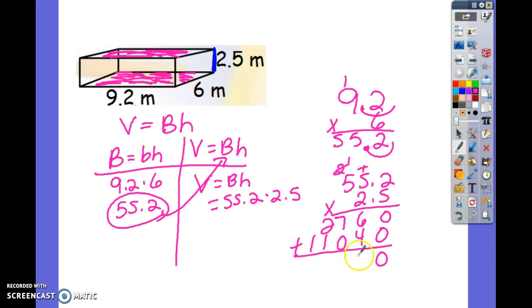Add 6 plus 4 is 10, so 0, carry the 1. 7 plus 1 is 8. 2 plus 1 is 3. And 1, bring down the 1. Need to count my decimal places. 1, 2. So my answer needs 2 decimal places. So my answer is going to be 138. And this is volume, so I'm going to have an exponent of 3. So it's going to be 138 meters cubed.